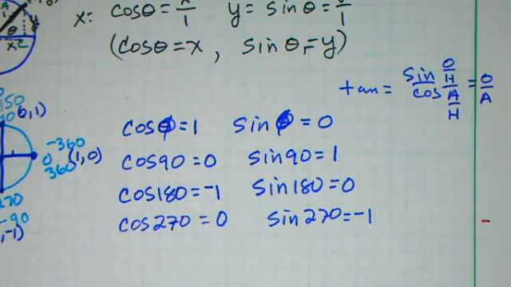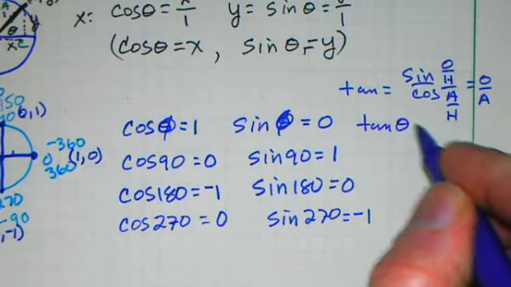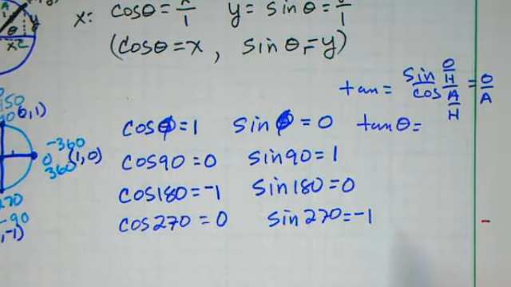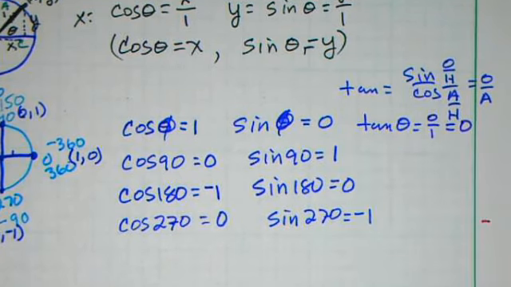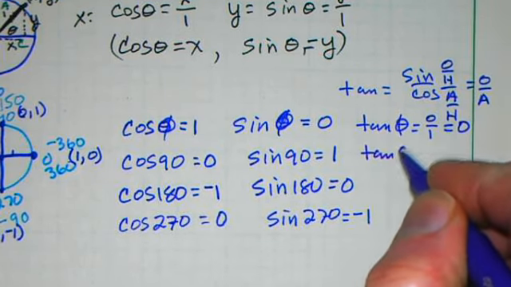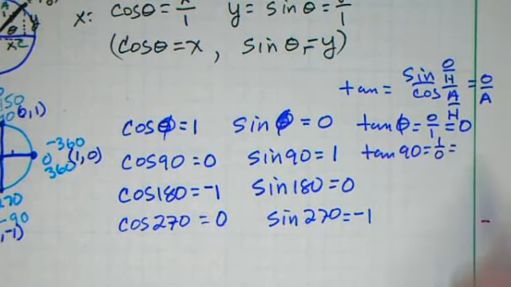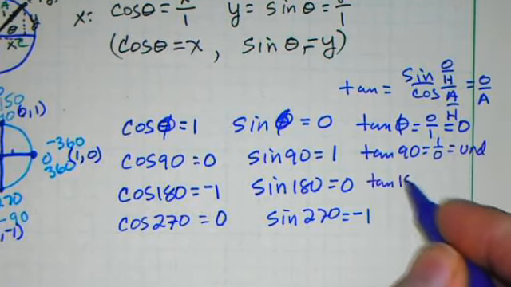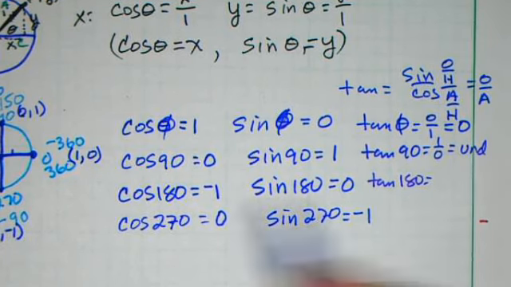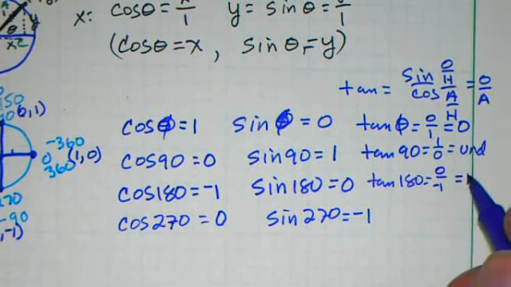So that means that to find the tangent of 0, all I have to do is take sine divided by cosine. I get 0 divided by 1, which is 0. So the tangent of 0 is 0. For 90 degrees, tangent of 90 is sine over cosine. I get 1 over 0, which is undefined. For 180, tangent 180 is sine over cosine. I get 0 over negative 1. So tan 180 is 0.